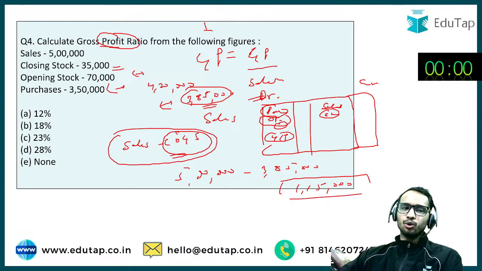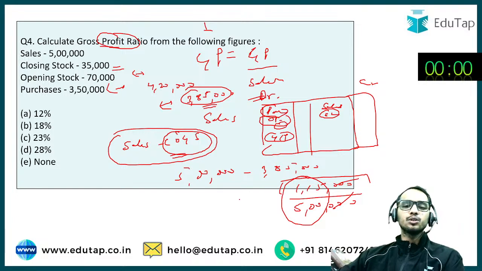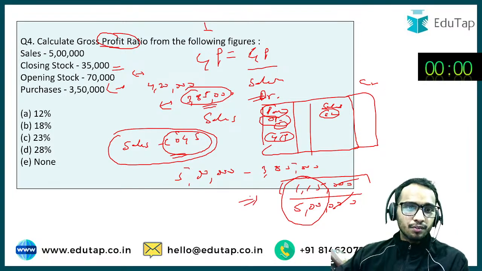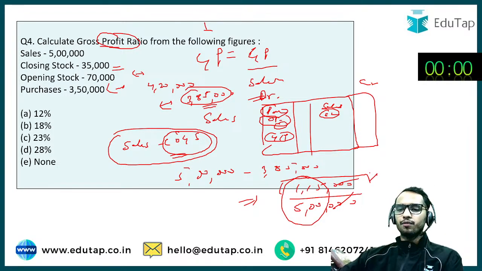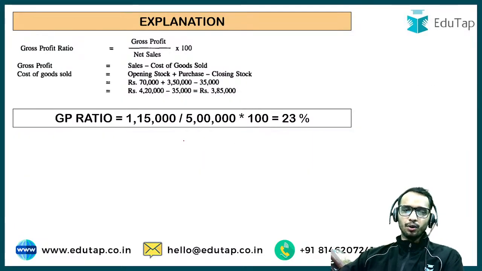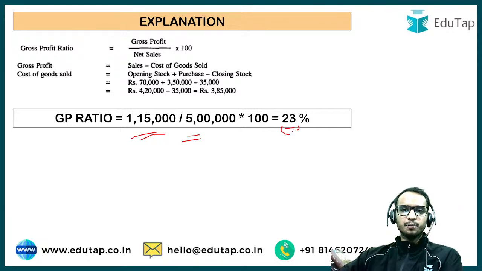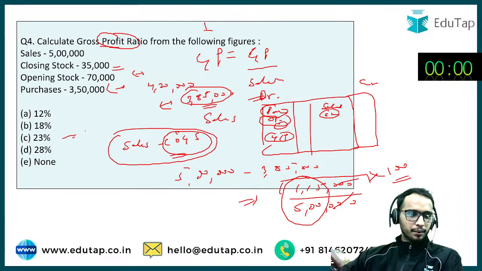Sales is, oh, very easy question now. Sales is 5 lakh. Okay, now question is done. 115 by 500. You will have your answer for the gross profit ratio. And if you have to calculate in the percentage, just multiply it by 100. Easy. So 115 divided by 500. Everyone, I think, is correct. 23% we are getting as answer. And yes, fourth C, everyone is correct.